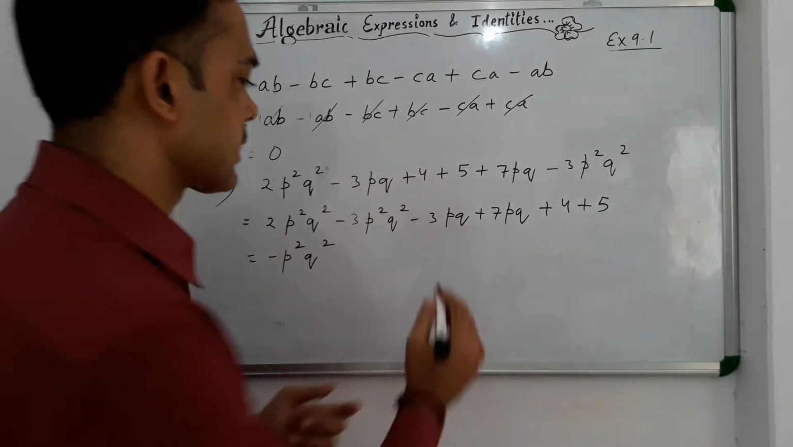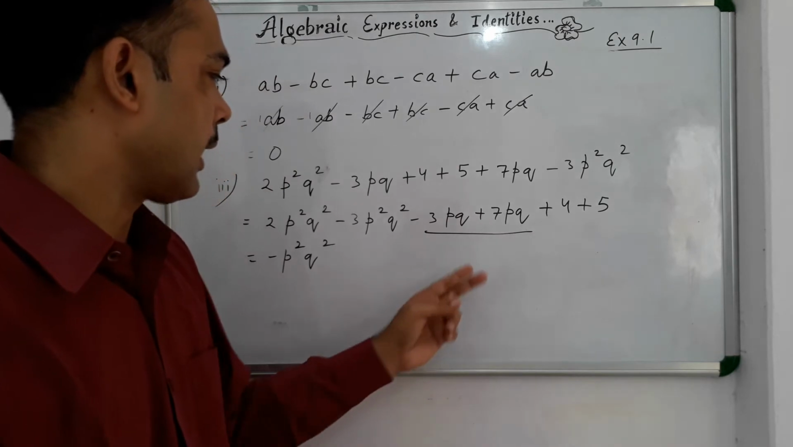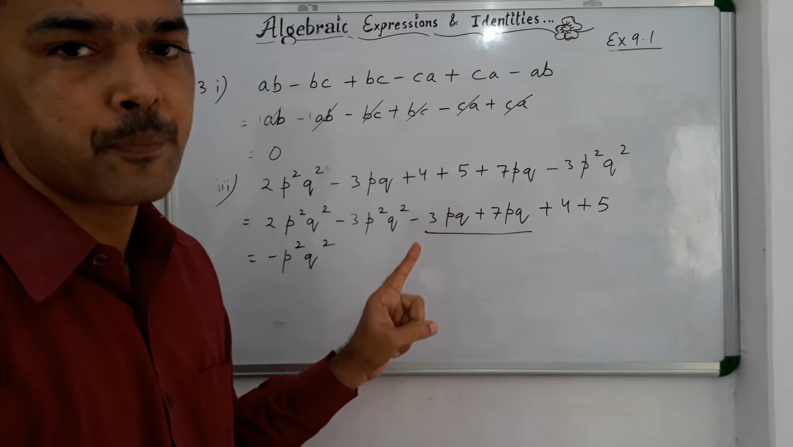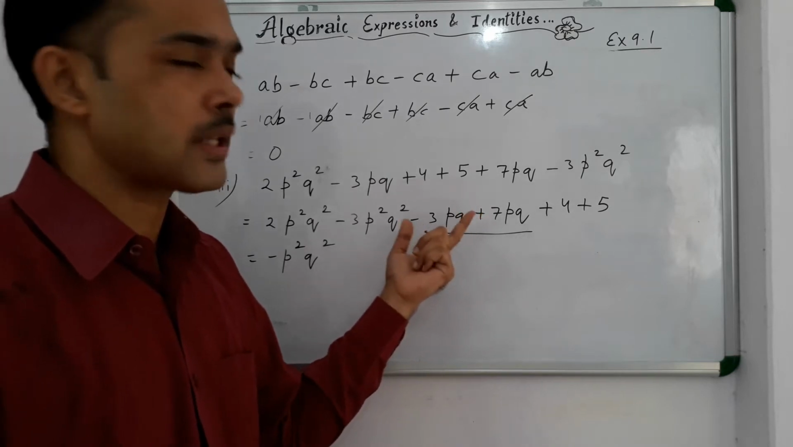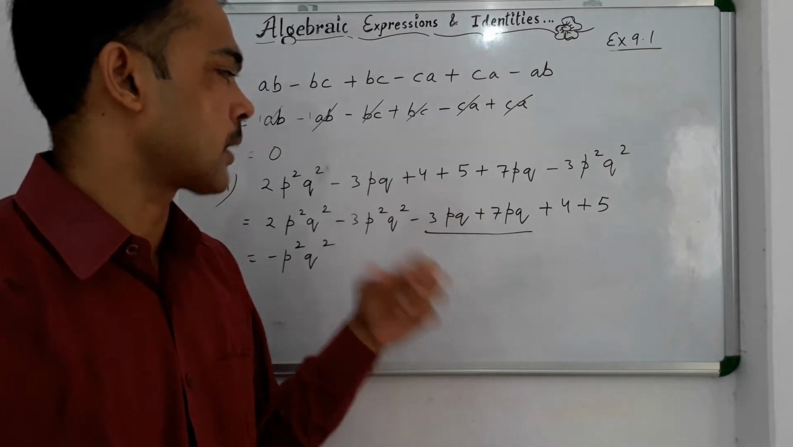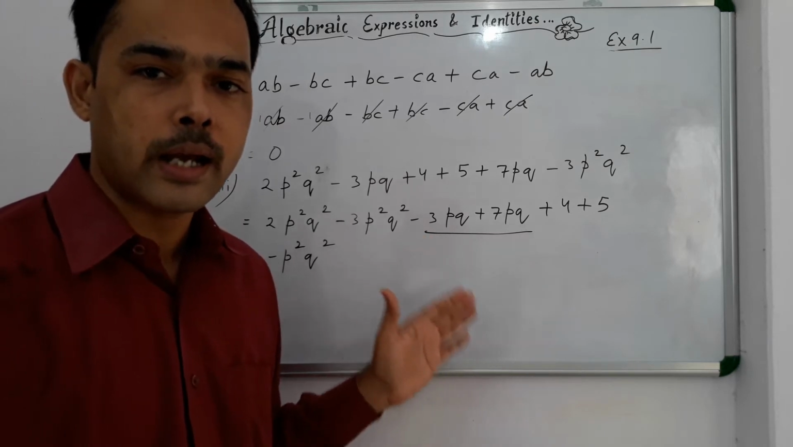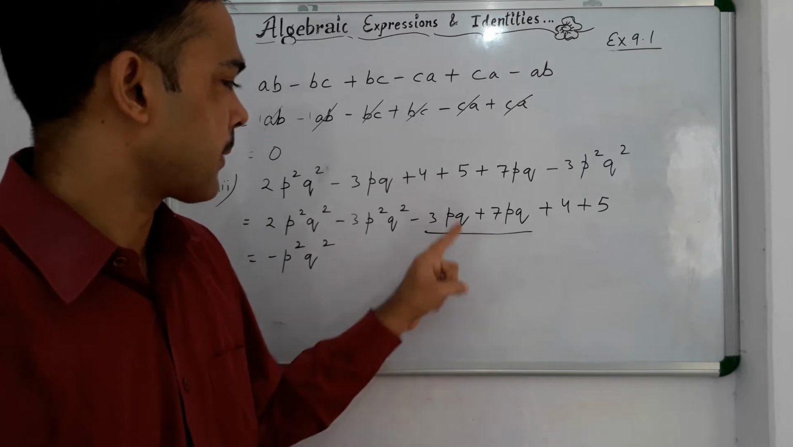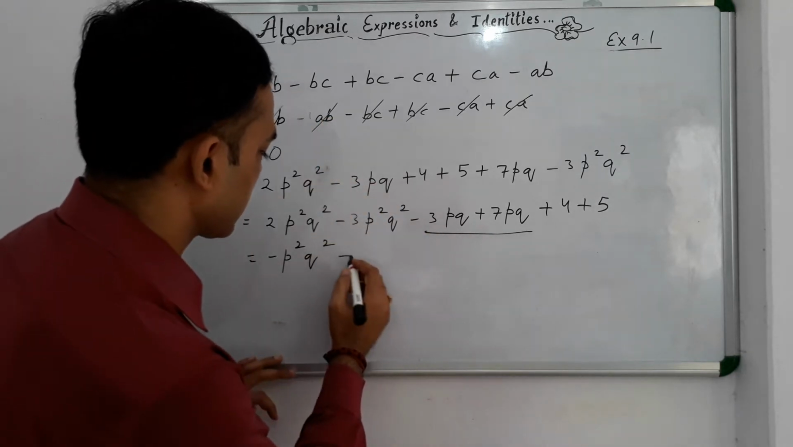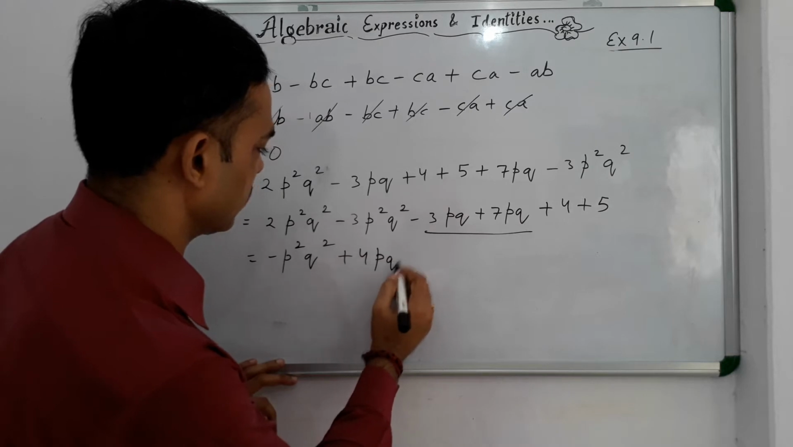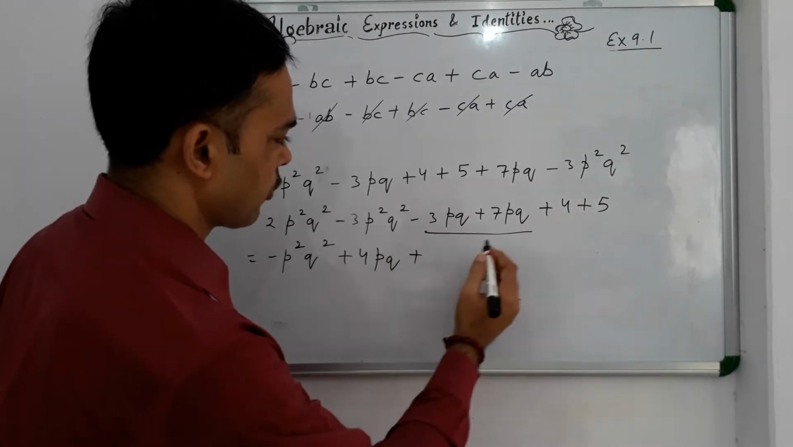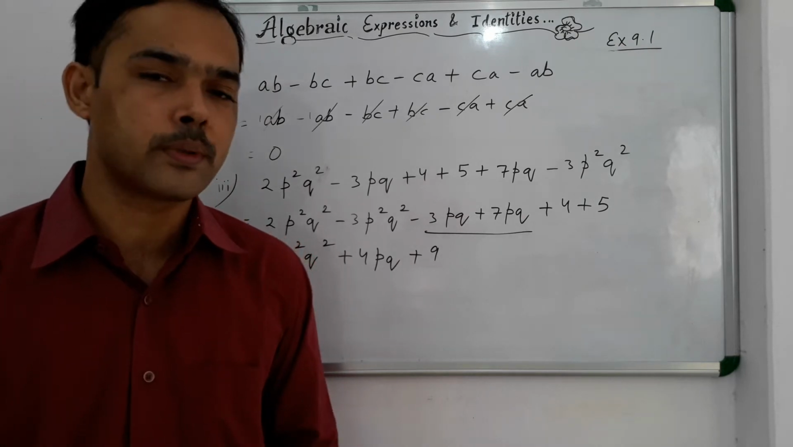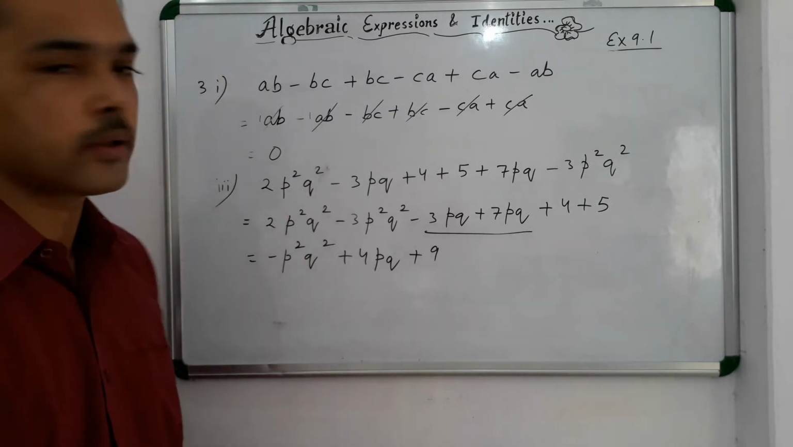Then let's see these two terms. pq is in both, and over here it is minus 3 plus 7. Since they have different signs, we will subtract, but we will take the sign of the number having the greater absolute value, and that is why 7 minus 3 will be plus 4. So it will be plus 4pq, and at the end you have 4 plus 5, and you know that 4 plus 5 is 9. So I hope that nobody will have any confusion in question number 3.